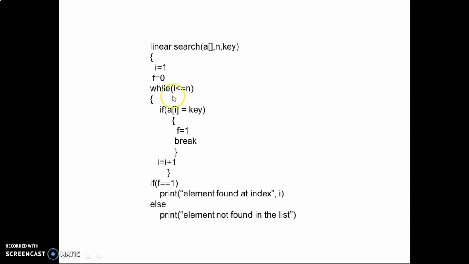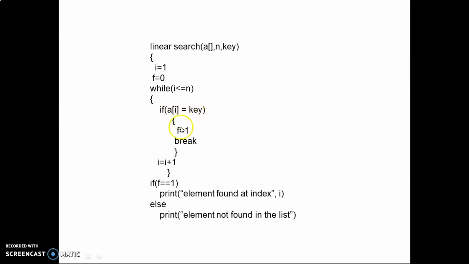That means we repeat the process. So we start with the first element and compare whether it is equal to key. If they are equal, then we make the variable f equal to 1, then break. Break means you come out of the loop. When you come out of the loop, if f is equal to 1, print element found at index i. Suppose the condition becomes false, i is equal to i plus 1, that means it will go to the second element. So again, the checking process will take place here.